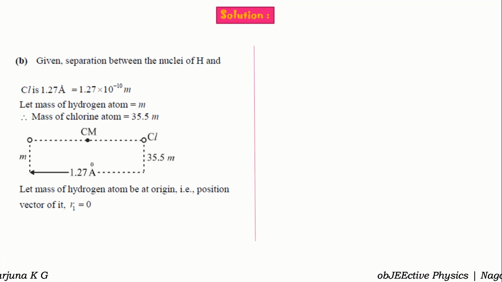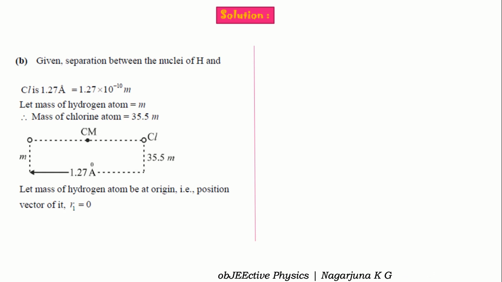Solution. Given separation between the nuclei of H and Cl is 1.27 angstroms, that is equal to 1.27 into 10 to the power of minus 10 meters. Let us assume that mass of hydrogen atom is small m and mass of chlorine atom is given in the question as 35.5 times the mass of hydrogen. Therefore, mass of chlorine atom is equal to 35.5 m.